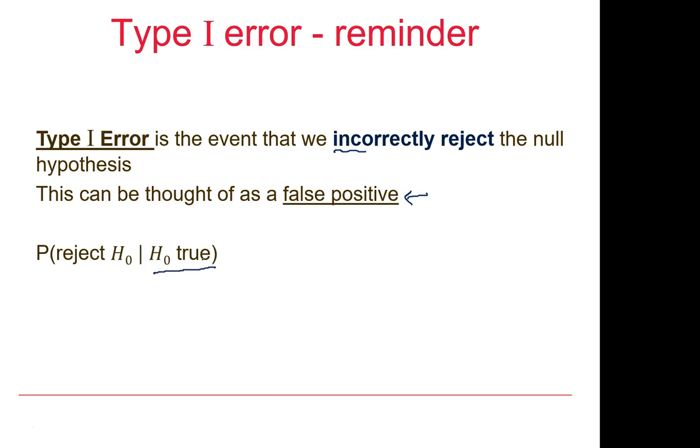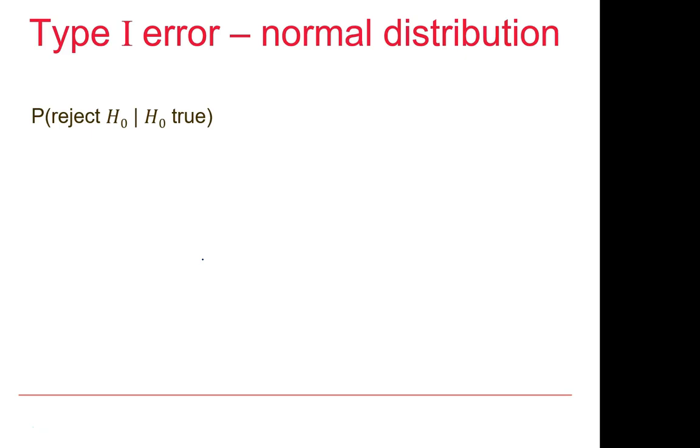For the normal distribution, that probability of rejecting the null hypothesis given that the null hypothesis is true is exactly the same as the significance level of the test. So we can say for continuous distributions that the probability of a type 1 error will always be equal to the significance level of the test.